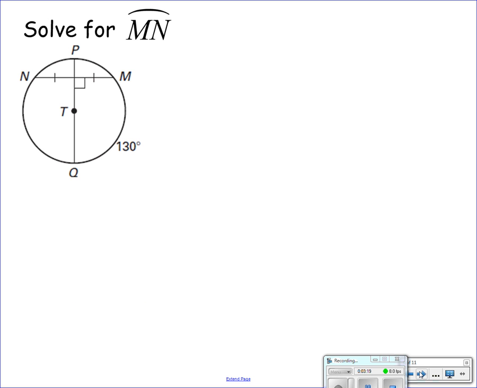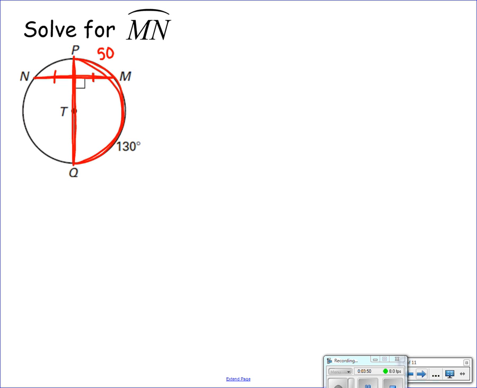An example involving that. Solve for MN. So what do I have here? I have a diameter. Well, the diameter is perpendicular to NM, and I have it even marked off the congruent pieces for us. Well, QP is a diameter. So therefore, arc QMP is going to be 180 degrees. Thus, that makes PM equal to 50.